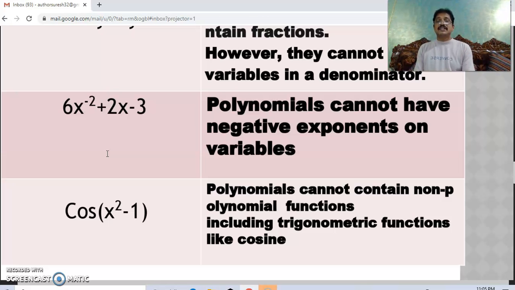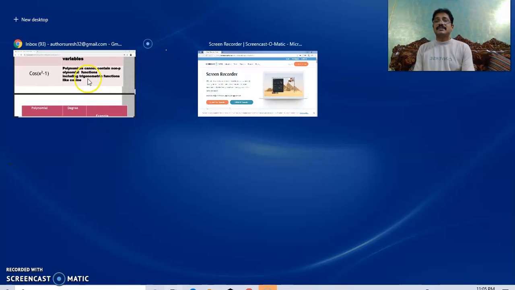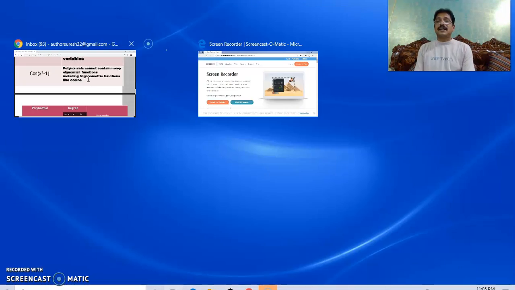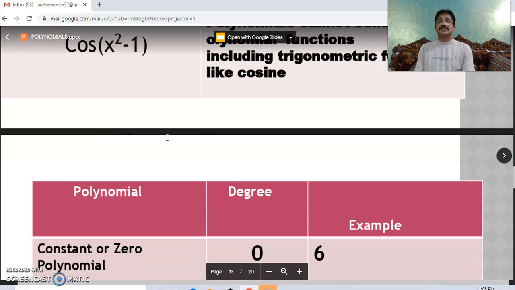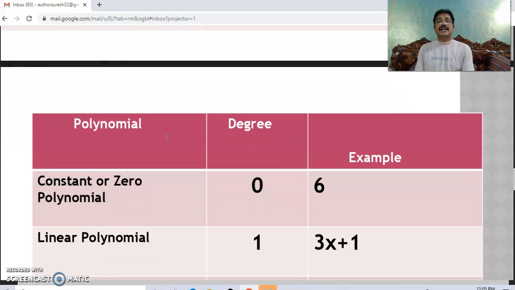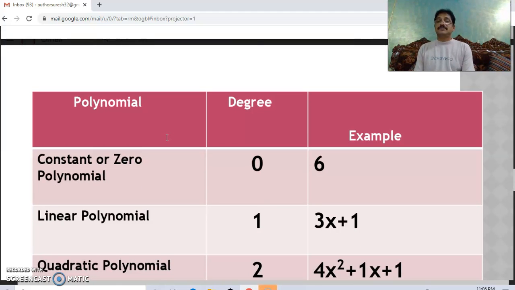I understand this is very important when deciding whether an expression is a polynomial or not. The exponent should not be a negative integer, and the function should not be a trigonometric function. The variable should not be in the denominator. That's very, very important.